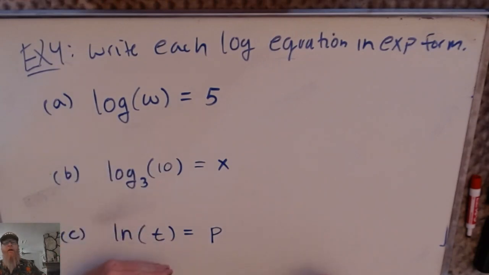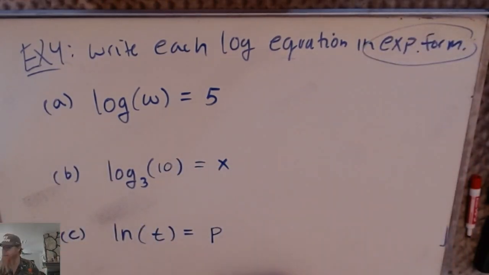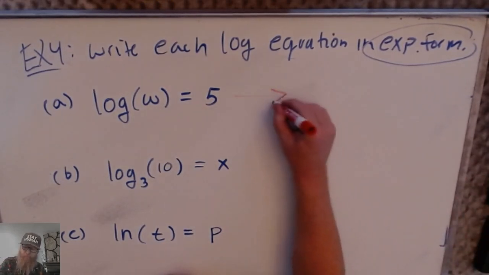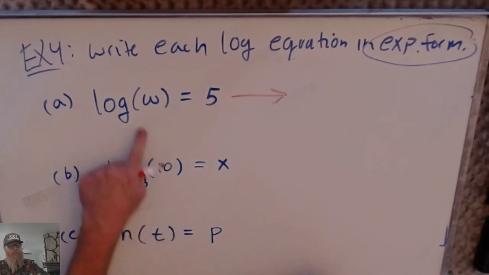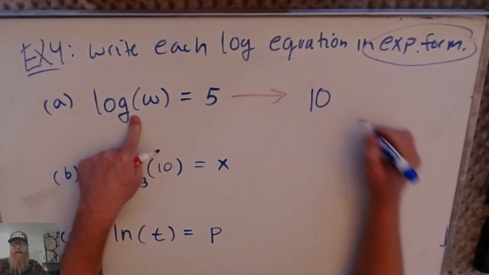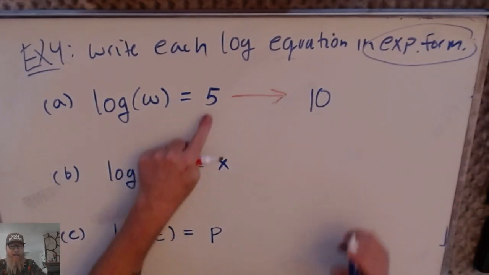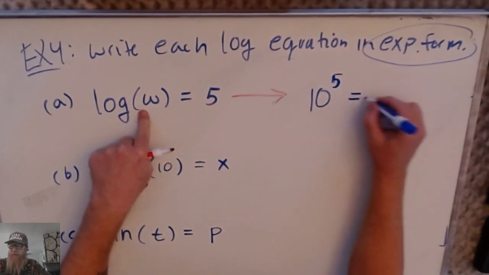So I'll give you some logs, and I want you to rewrite them into exponential form. I don't see a base, so the base must be 10. Exponent is 5. Argument is w.